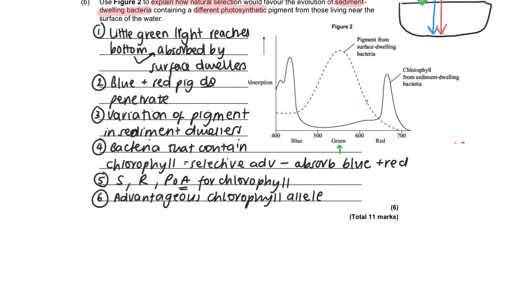So overall, we see this advantageous chlorophyll allele increasing in frequency, so its space in the gene pool will be more visible and more frequently occurring. Those that don't have the chlorophyll pigment are just going to die out because they can't absorb any of the other wavelengths of light. And with the end of that question, it is the end of the paper.